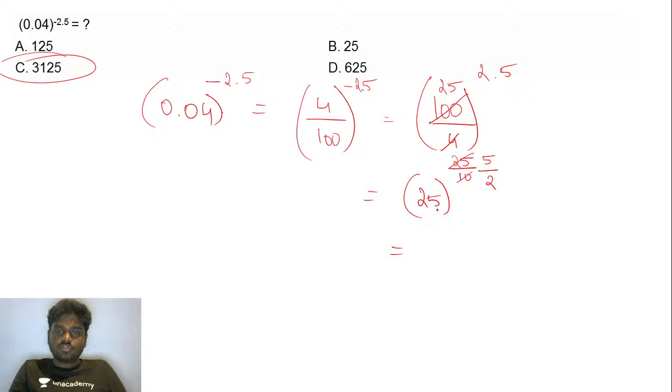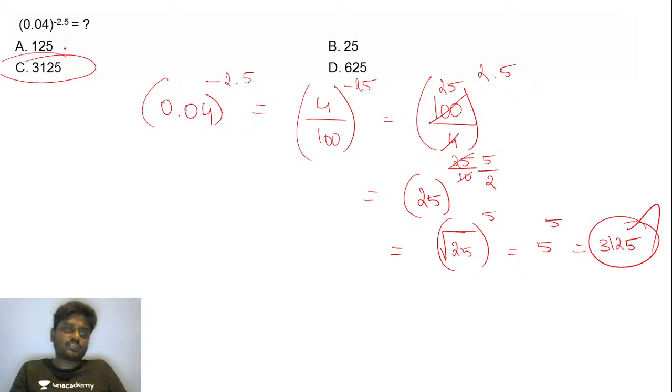Right, 25 the whole power 2.5. I can write this as what? Square root of 25 the whole power 5. Square root of 25 is nothing but 5. So 5 power 5 if you do, you'll be getting exactly 3125. Right, that's it. So the answer is option C. Very good, guys. Option C, 3125 is exactly the right option.